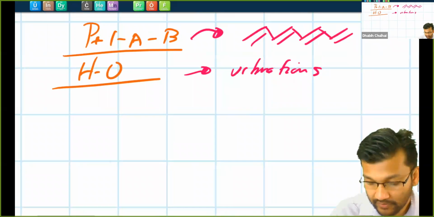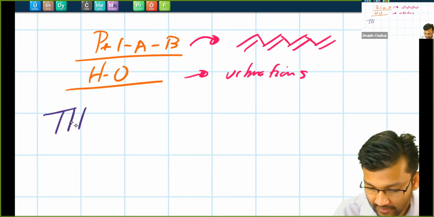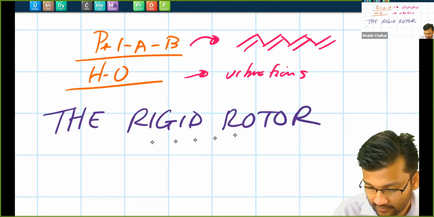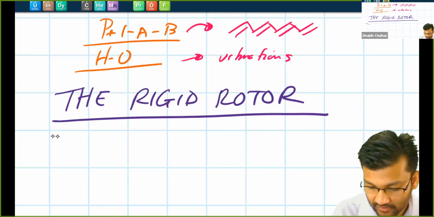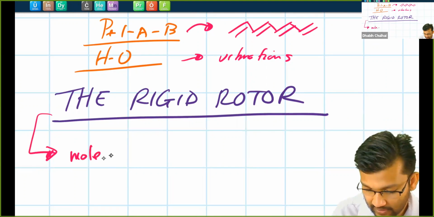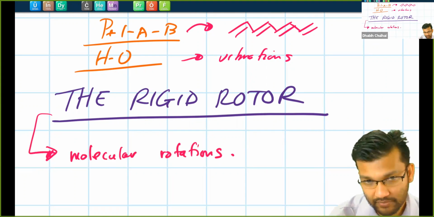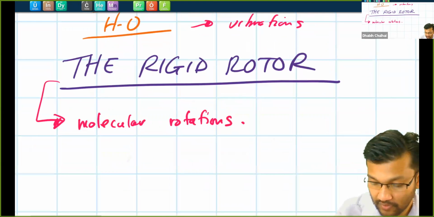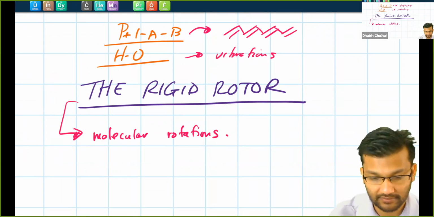The next model we're going to look at and try to solve using the Schrodinger equation is called the rigid rotor. In case you're wondering, rigid rotor would describe molecular rotations. So molecules can rotate, molecules can vibrate, and molecules can absorb, their electrons can jump between energy levels. So the rigid rotor one, we're going to look at that, and then we're going to use that to understand something about how molecules rotate, right?